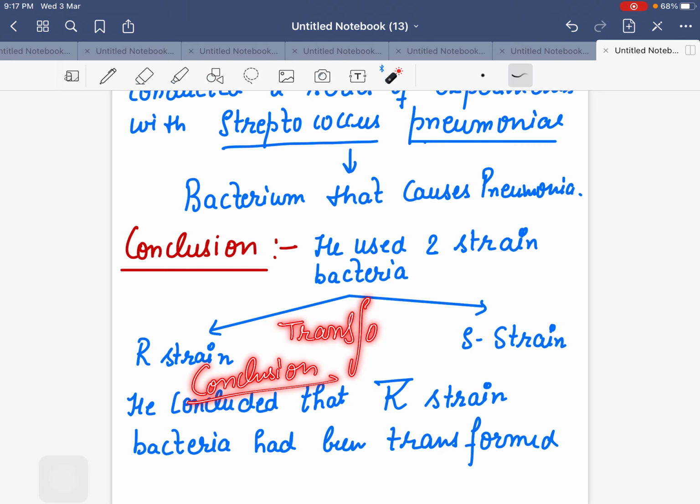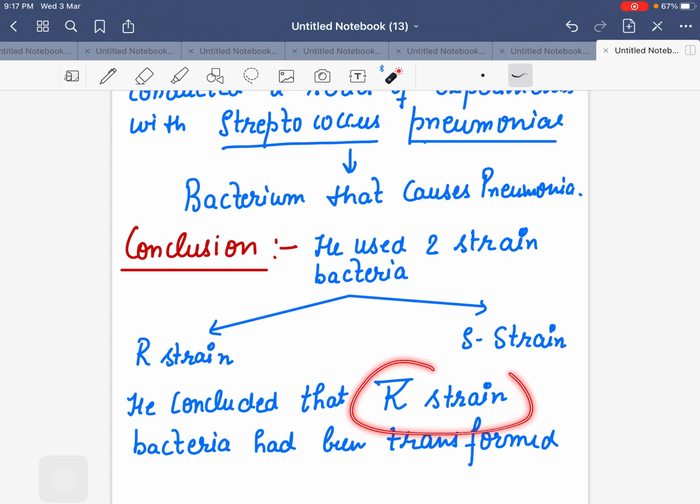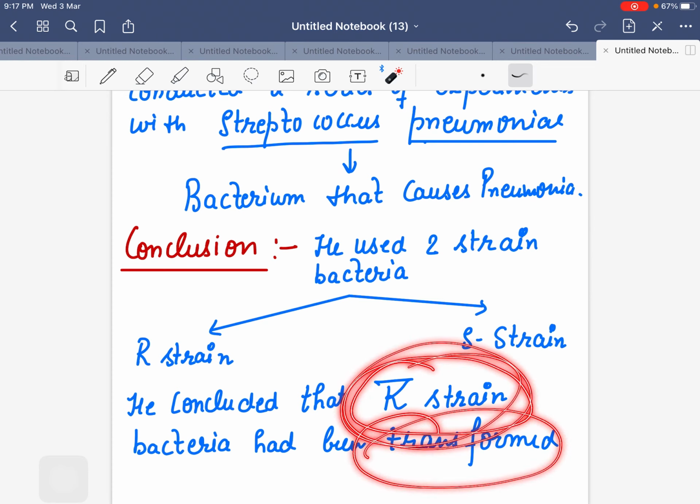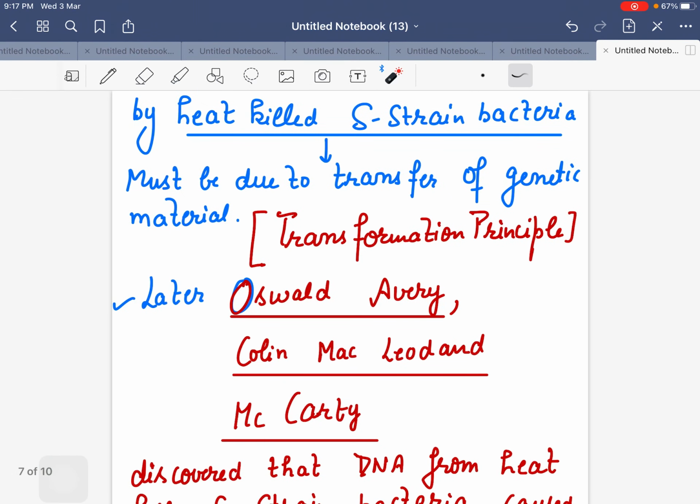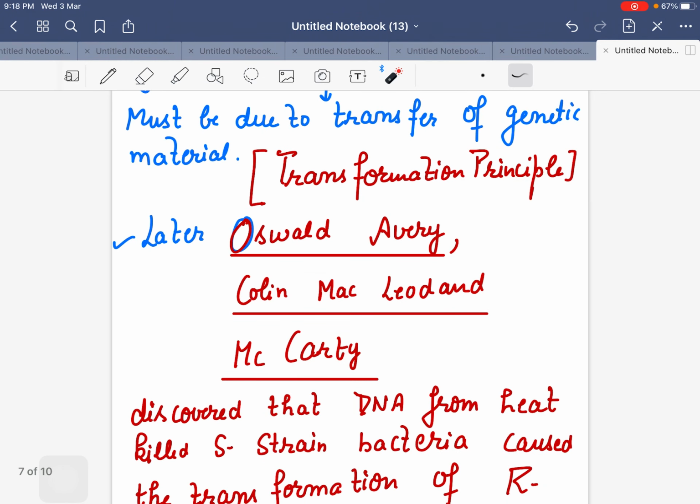What is the experiment? Transformation experiment. And what is the conclusion? What is our aim? That we want to show that there is something which has been transferred. So he said that our strain has been transformed by heat killed S strain bacteria. So there must be something which has transferred, and they said there is transfer of genetic material. That is why this principle is known as transformation principle.